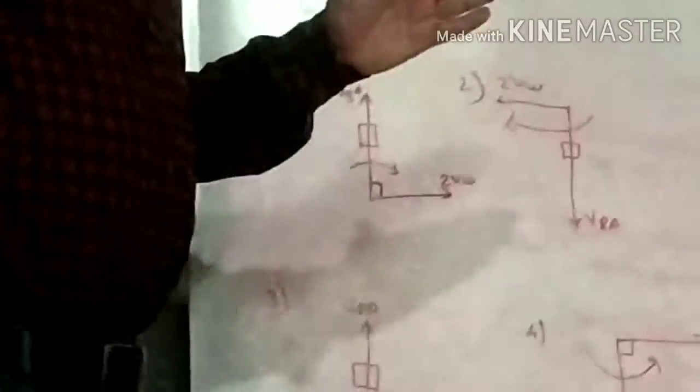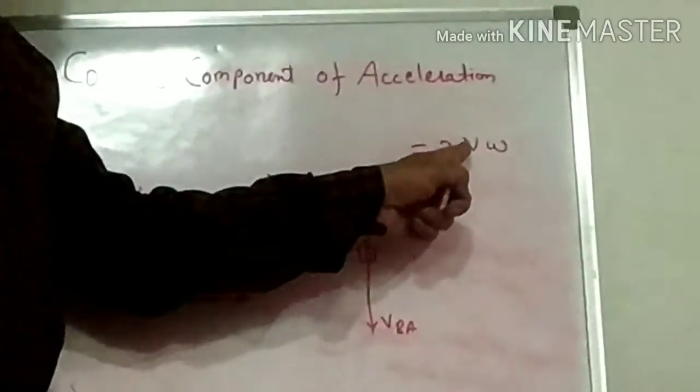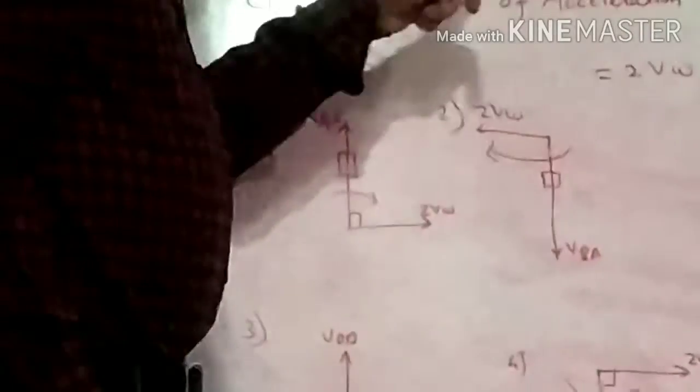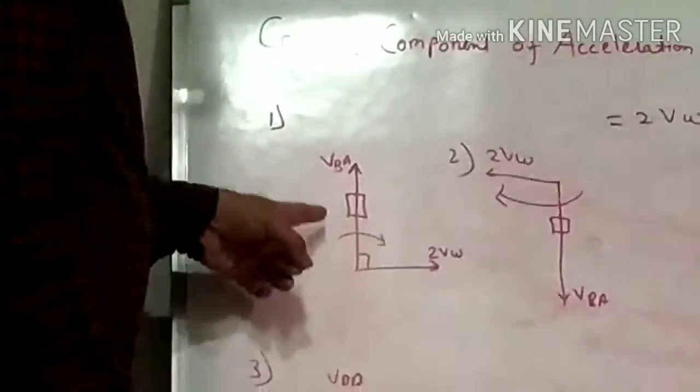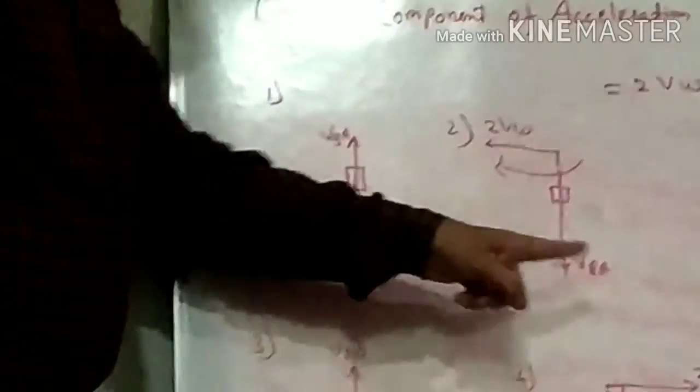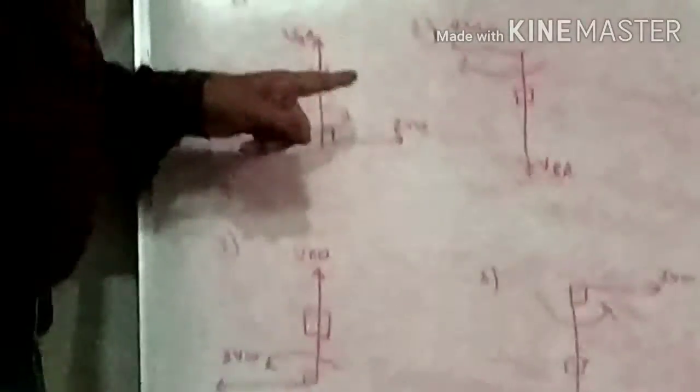In this session, what have we learned? The magnitude of the Coriolis component of acceleration is 2 into V into omega, where V is the velocity of the slider with respect to the coincident point, and omega is the angular velocity of the rotating link. The Coriolis component of acceleration comes into the picture when any slider is moving along a rotating link. This is the magnitude, and these are the 4 possible cases for the direction of the Coriolis component of acceleration.